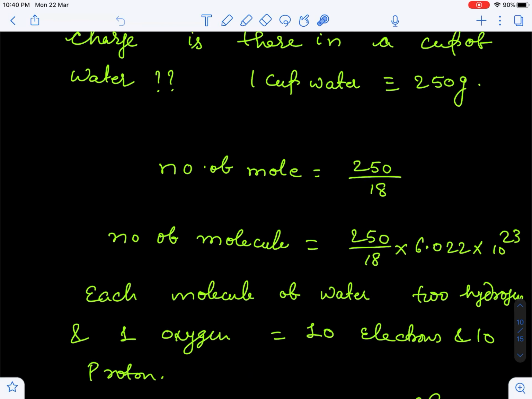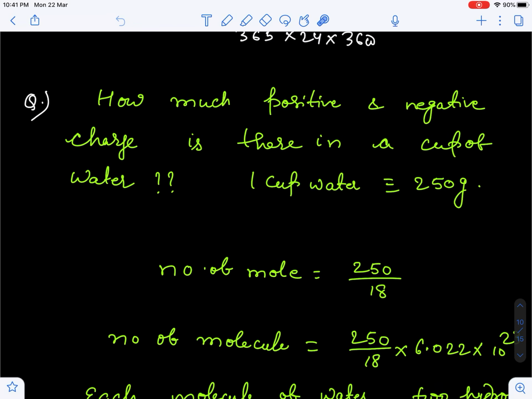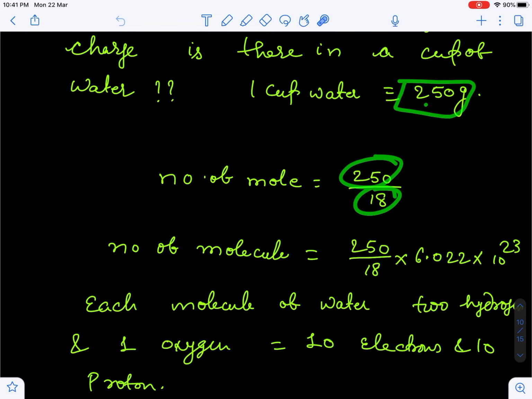Now guys, the question which I am discussing is the question of HCV. In HCV they have asked: estimate the number of electrons in 100 gram of water, and how much total negative charge is present there. You have to calculate. So guys, in place of this 250 you will replace it by 100, divide by 18, calculate the number of molecules by multiplying by Avogadro number, and then you can calculate the number of electrons and the charge.